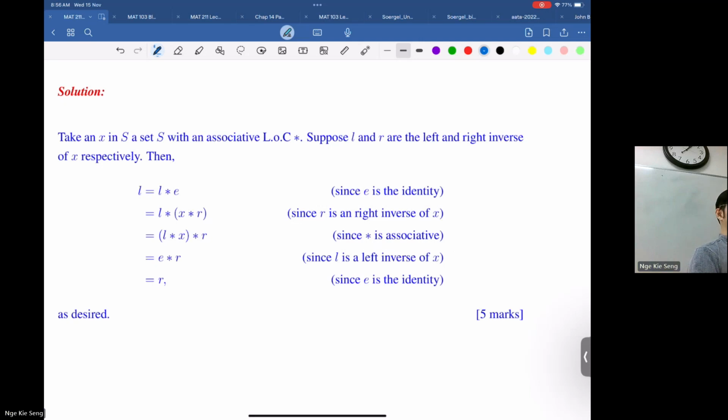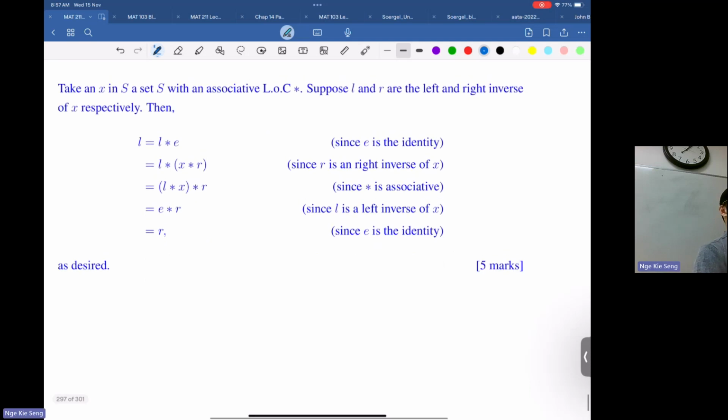So next time, whenever you want to show that two things agree, you can start from one thing first and then end with the other thing. This is always workable, because you want to show two things are equal. Okay, any question?